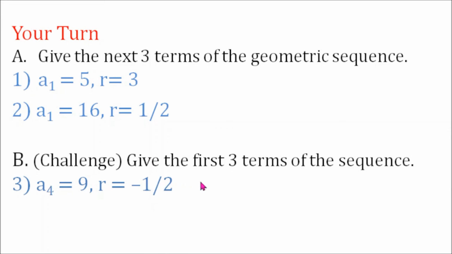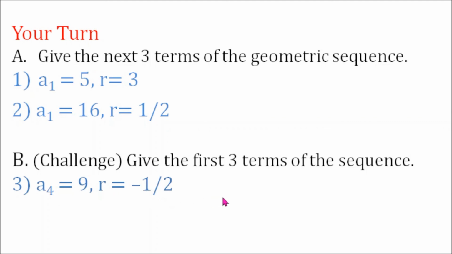Now your turn. I prepared here 3 problems for you to work on. You can pause the video and work on these problems. Number 1, a sub 1 equals 5 and r equals 3, and number 2, a sub 1 equals 16 and r equals 1/2. What you will do here for items 1 and 2, you're going to give the next three terms of the geometric sequence. Now for item number 3, it's a challenge question. Give the first three terms of the sequence. A sub 4 is 9 and common ratio is -1/2.